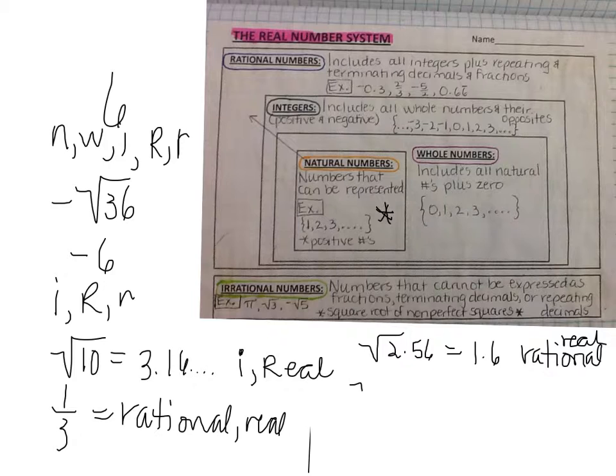The next one you have to solve. Square root of 36 plus 6. What is the square root of 36? 6. 6 plus 6 is 12. Is this a positive whole number? Yeah, so is it a natural number? It is. So it's a natural number, which means it's a whole number, which means it's an integer, which means it's a rational number, which means it is a real number.